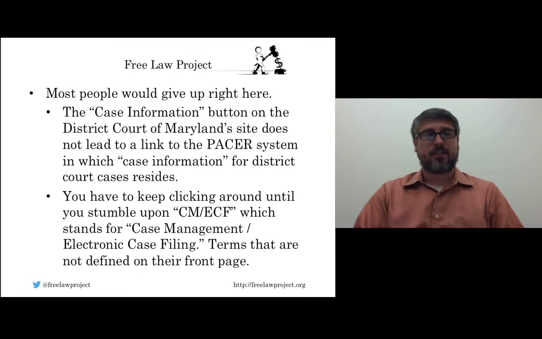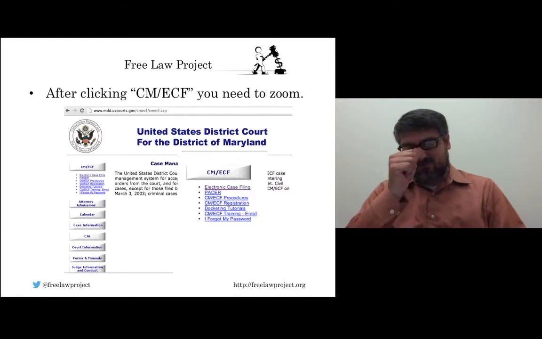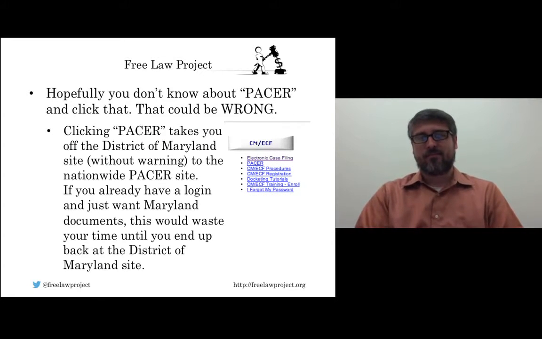Instead, you have to do a really unintuitive thing. If you were very determined, you might keep clicking around on the court website, and maybe you'd click on CM/ECF, which stands for Case Management Electronic Case Filing, terms that are not defined on the court's front page. If you did click on CM/ECF and could read the fine print, you'd see that your options were electronic case filing, PACER, procedures, registration, tutorials, training, and forgot my password. So you might think I would suggest clicking on PACER. That actually could be wrong.